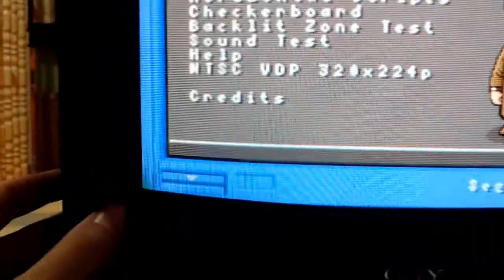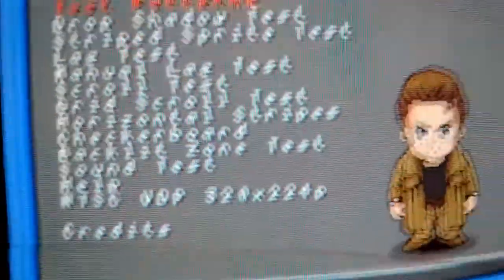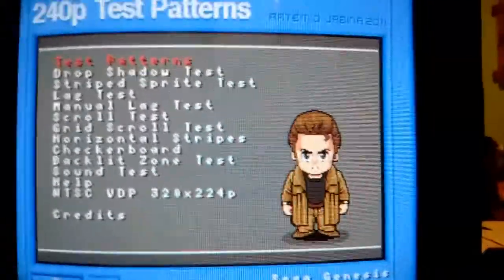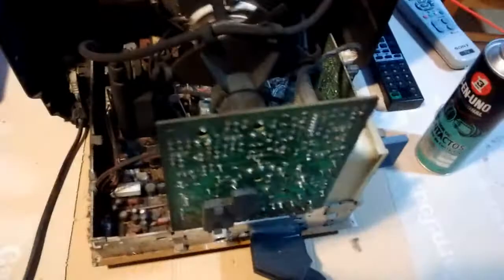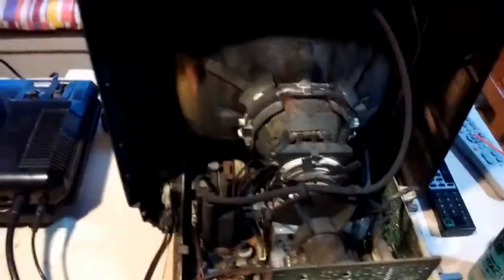But yeah, I have to replace the tube on this thing. No big deal. It's literally just disconnecting this socket, the high voltage wire, and the yoke, which goes right on there. So, easy peasy.